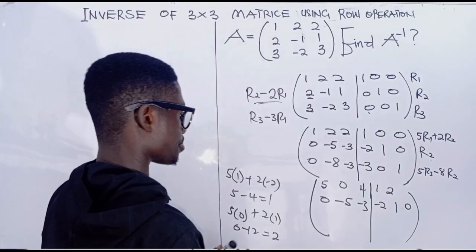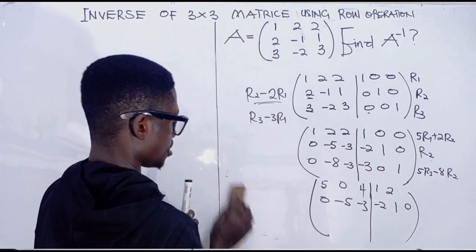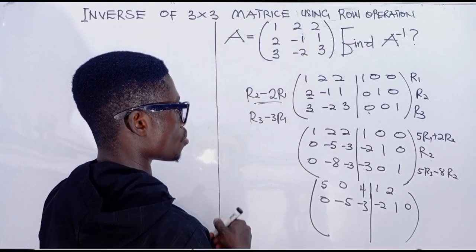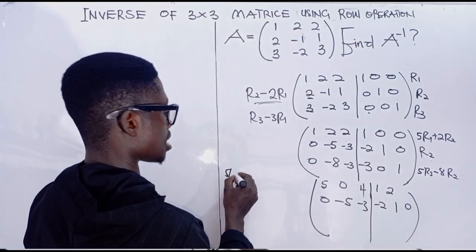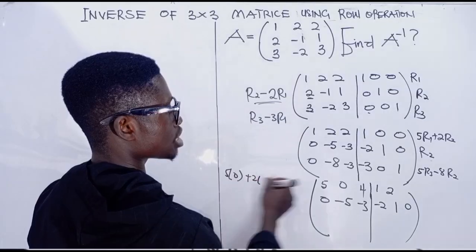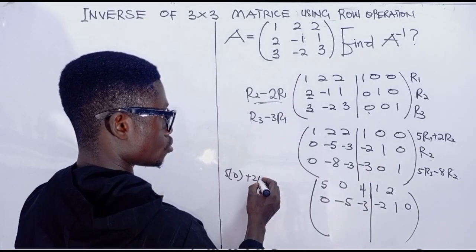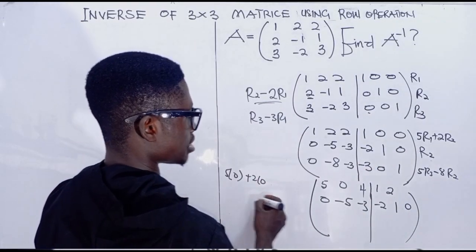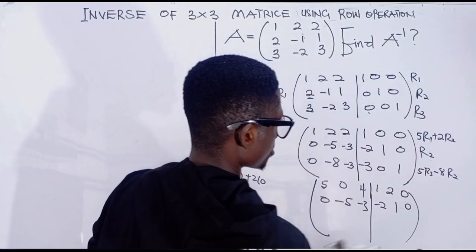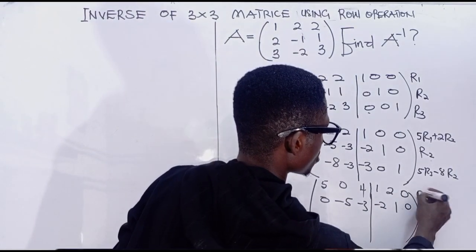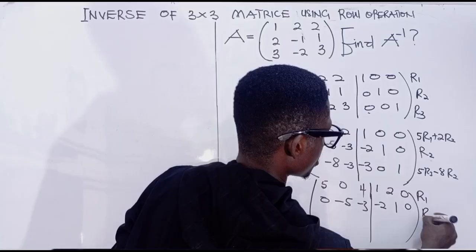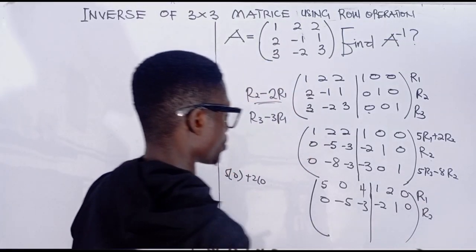Then we have the last entry for row 1. So we have 5 multiplying row 1 plus 2. Its corresponding row 2 entry is 0. So we have what? 0. So we are done with what? Row 1. Let's look at what? Row 3.